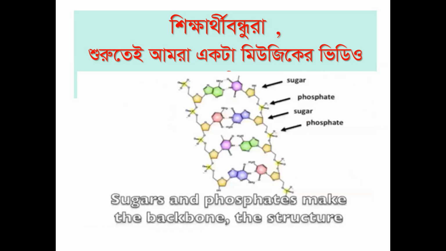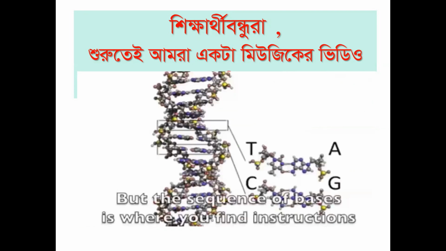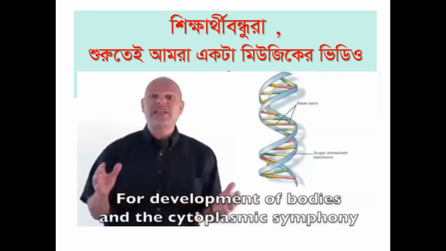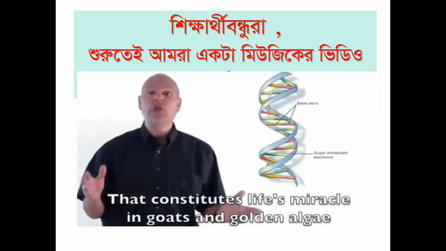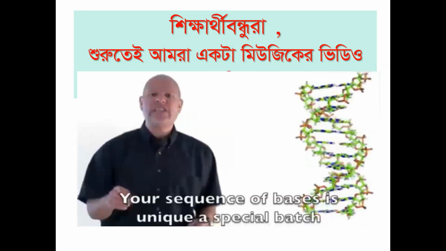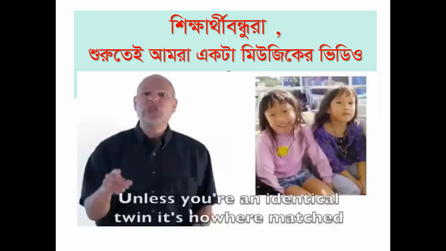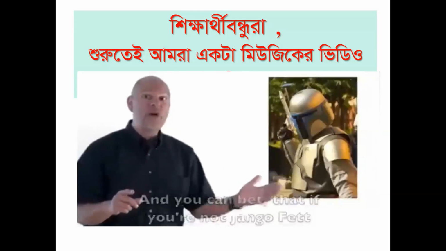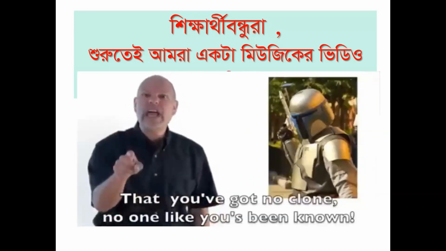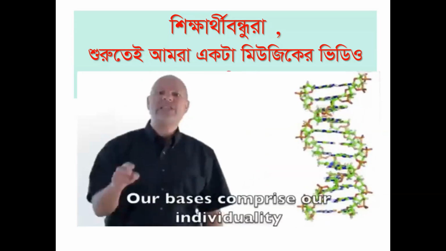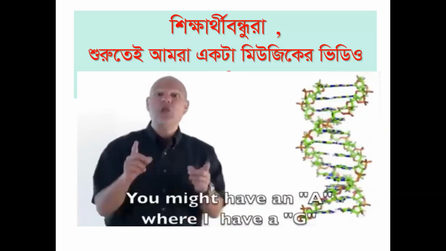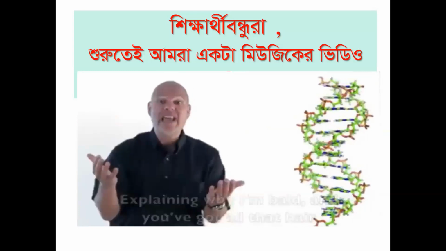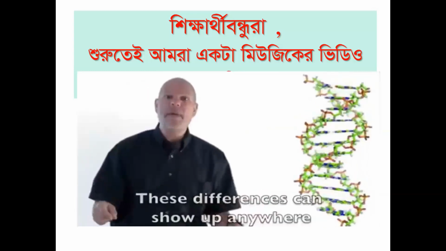Fantastic. Sugars and phosphates make the backbone, the structure, but the sequence of bases is where you find instructions for the development of bodies. The sequence of bases is unique, a special batch. Unless you're an identical twin, it's nowhere matched. And you can bet that if you're not Jango Fett, you've got no clone, no one like you's been known. Our bases comprise our individuality. You might have an A where I have a G. It's why I'm bald and you've got all that hair. These differences can show up anywhere.